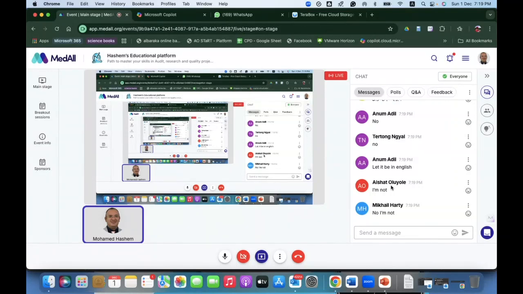clear. But up to this point, does anyone have a question about the audit idea, about the audit cycle, or does everyone understand this well? Okay, I'll suppose that everyone understands it. Good.